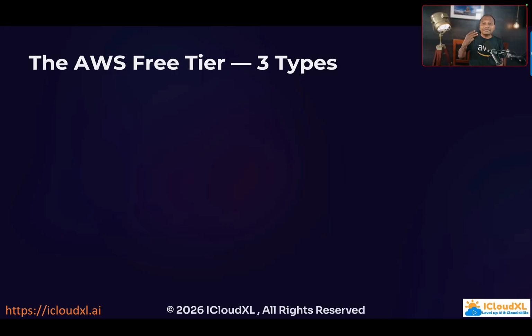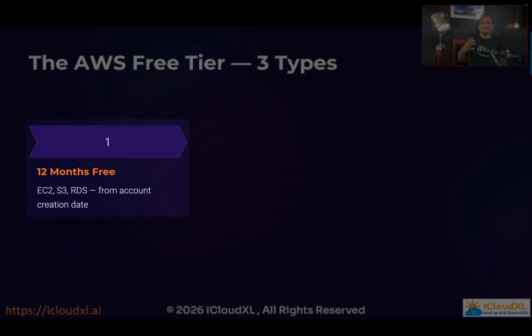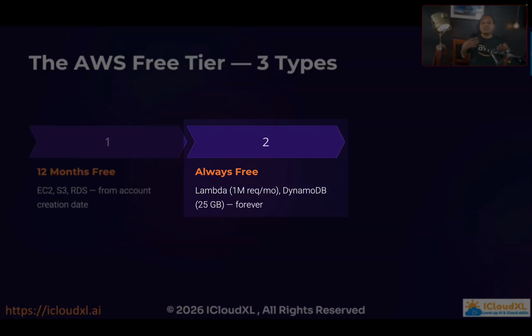There are mainly three types of free tier access to the AWS account once you create one and log in. Number one, you have 12 months free EC2, S3, RDS from the account creation date, and definitely it has limitations. We're going to go through all the limitations. And number two, if you are using serverless Lambda, you get 1 million requests free, and this also includes 25 GB of DynamoDB storage.